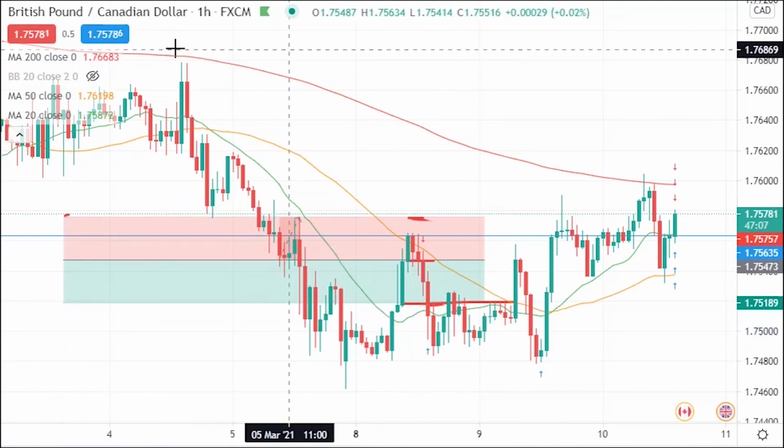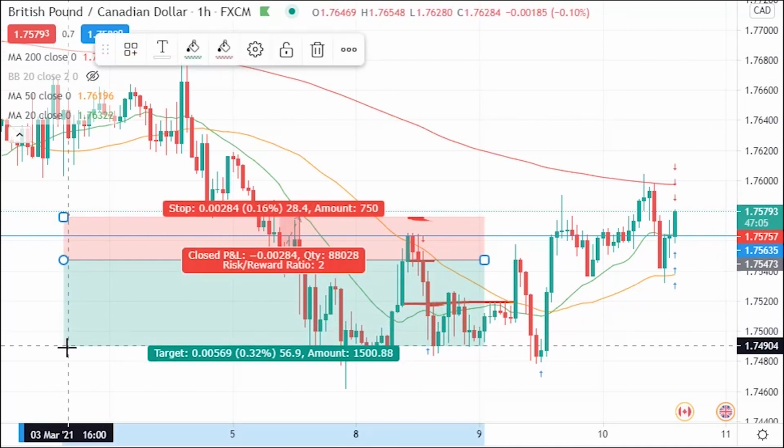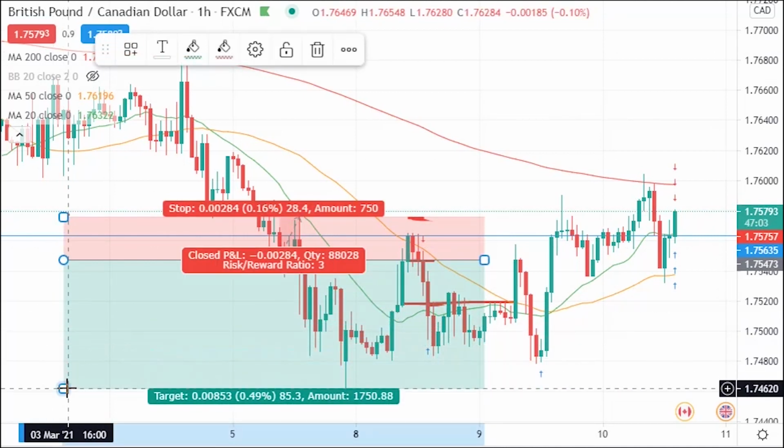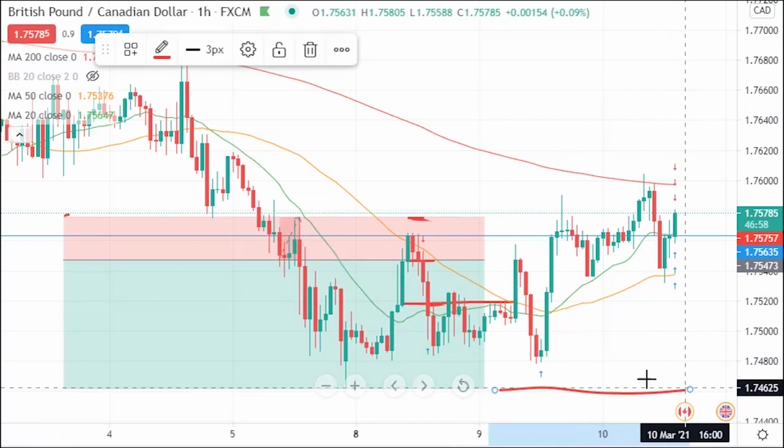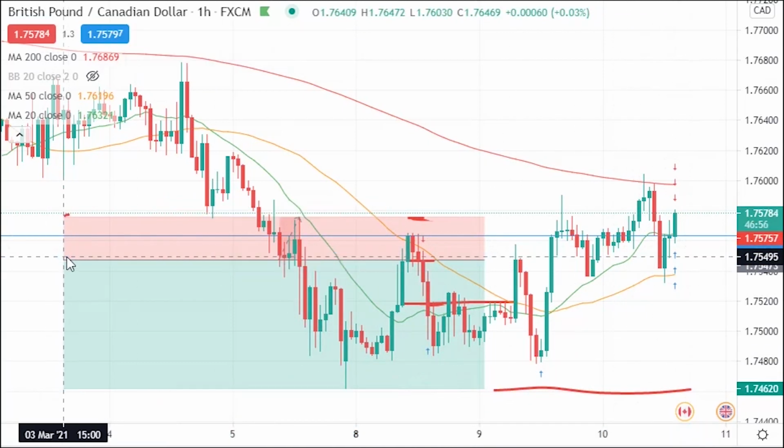And, oops, I'm still drawing. And TP2, our final limit, would be somewhere down here. And now I'm gonna get rid of that.